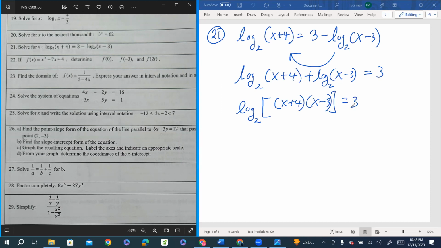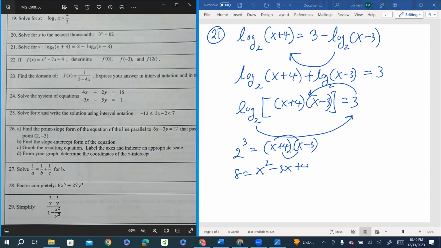Now we can write the log in exponential form. So 2 to the third power is equal to this. So let me write that: 2 to the third power equals x plus 4 times x minus 3. Now FOIL this out. 2 to the third power is 8. 8 equals x squared minus 3x plus 4x minus 12. That's a 4x, by the way. So subtract 8 on both sides to get 0 equals x squared minus 3x plus 4x, which is plus x. Negative 12 minus 8 is negative 20.